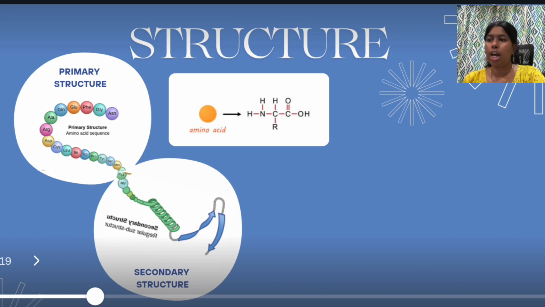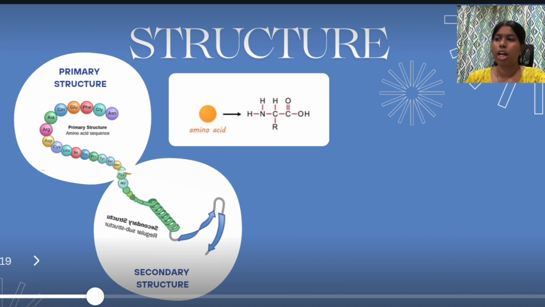Alpha helices are right-handed coiled conformations formed by peptide bonds. These structures are stabilized by hydrogen bonds formed between the carbonyl oxygen of one amino acid and the amide hydrogen of another, typically 4 residues away in the sequence. Most of the amino acids that we see are methionine, alanine, glutamine, etc.